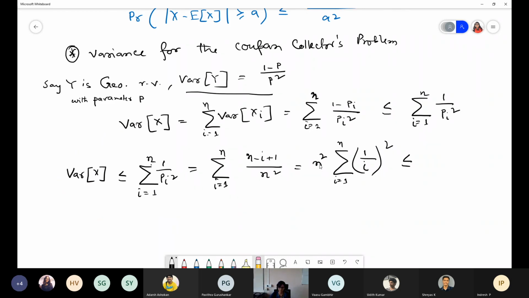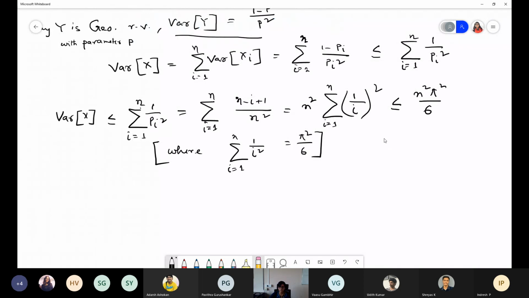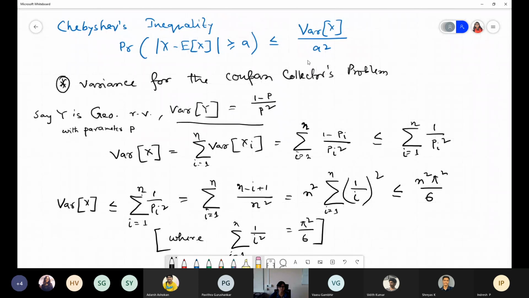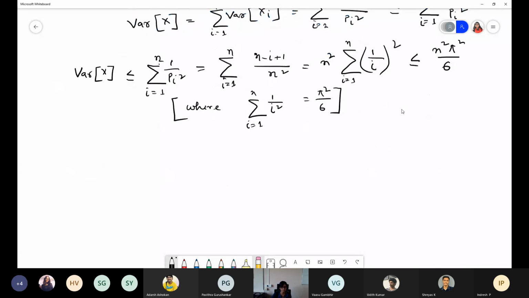This is less than or equal to n square pi square by 6, where the sum for i equals 1 to n of 1 by i square is pi square by 6. This is a fixed series. Okay, so if I get this as variance, now we apply this geometric random variable's variance value. Where is that? Here. Now we apply it. You can write it here also.